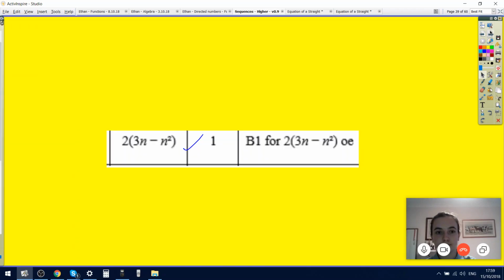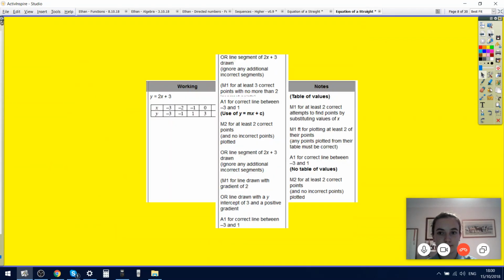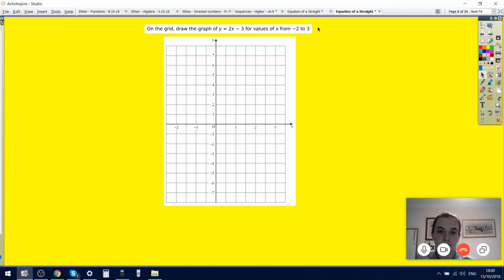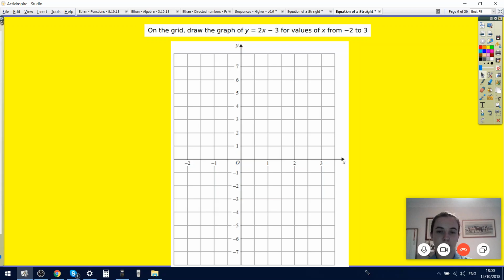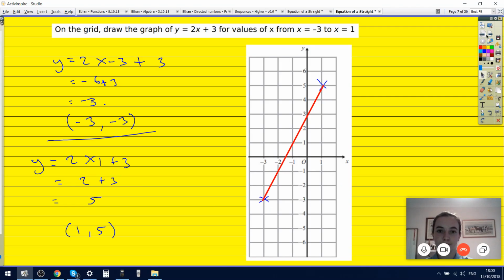So that's those. And then equation of a straight line. How would you draw a straight line from an equation? Work out the x and y values and then put them into coordinates. Yeah, and then join them up, I suppose. So that's sequences and then the beginning of equation of a line.